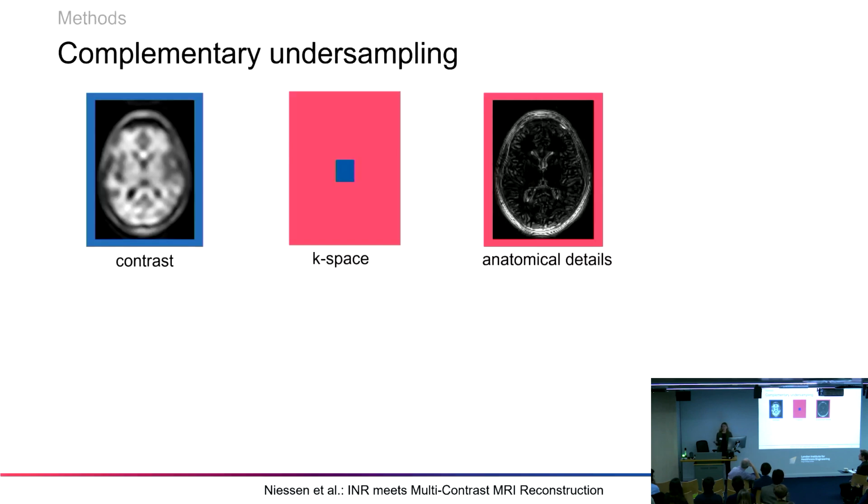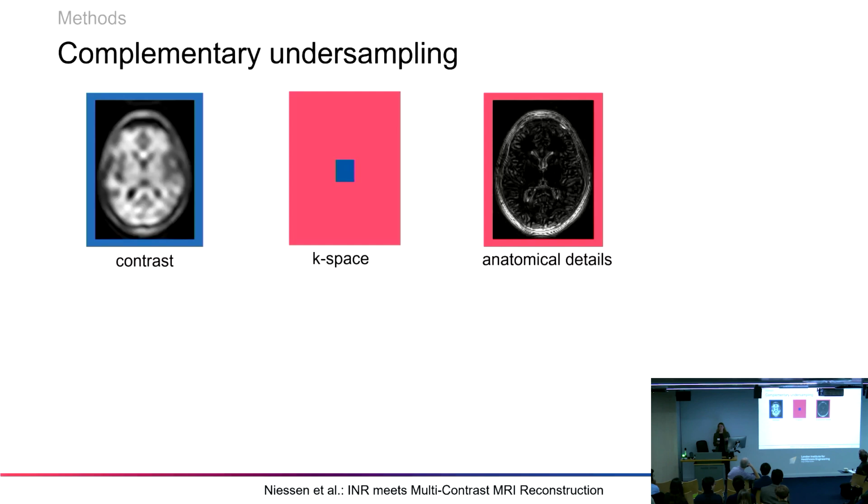So let's dive a little bit deeper into the complementary undersampling part. As you have heard before today, and as you probably know, in MRI we measure the data in a frequency space that we call K-space. The contrast information and the anatomical detail information is actually contained in different parts of K-space. The contrast information is contained in the low frequency part, here visualized in blue, and the anatomical details and higher frequency information is in the outer parts of K-space.